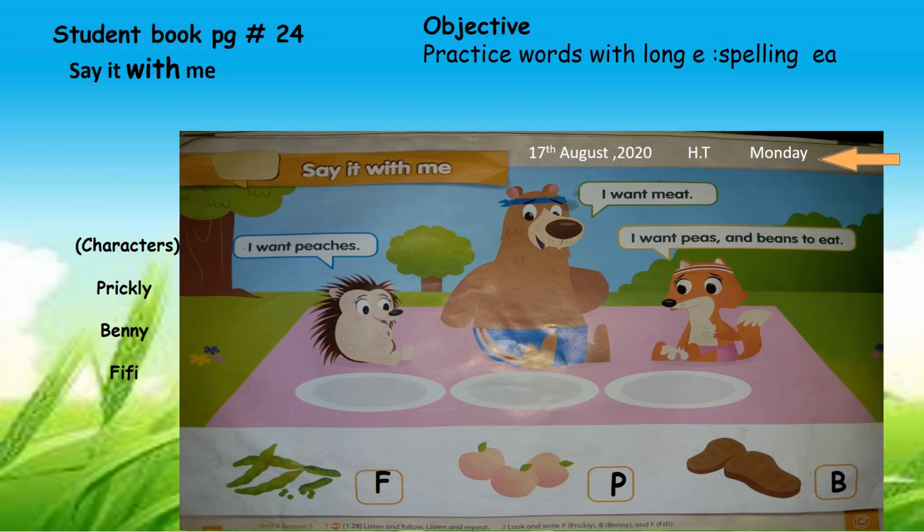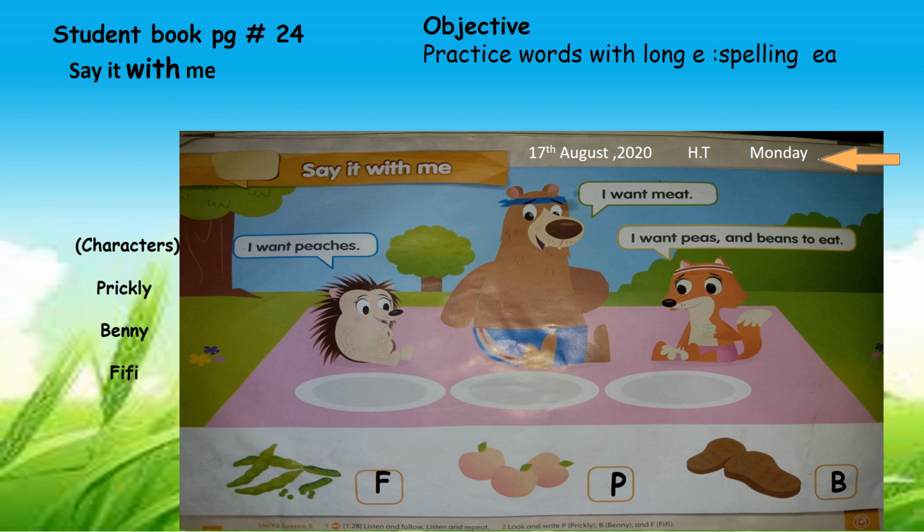Okay, now children, hurry up, go and bring your student books. I hope you all have student book in your hands. Open book, page number 24. The lesson name is Say It With Me. Objective of the lesson is practice words with long E. Spelling E.